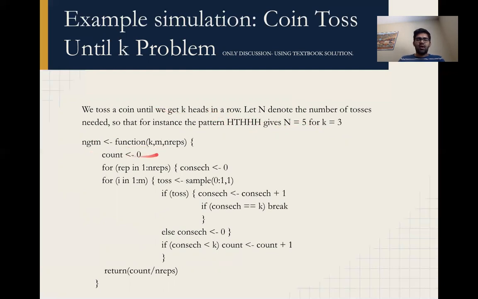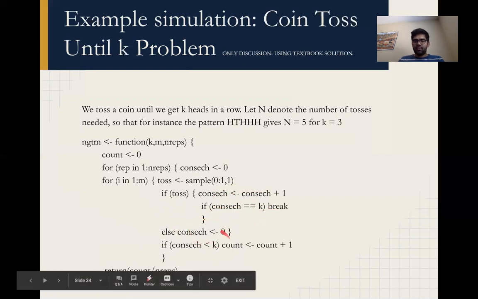We define the function. Counter is 0, for repetitions up till n reps. We have another counter set to 0 for now. For 1 till m, we toss every time, and the toss is 0 or 1, heads or tails. Now we keep on tossing it, and here we increase the counter again if the toss is 1. So if it is a head, we keep on increasing it, and if it is equal to the number we want, so we want k to be 3, that is 3 consecutive heads, if that is 3, we break. Otherwise, it keeps on moving on and on, right? So if consec is less than k, counter is again increased by 1.